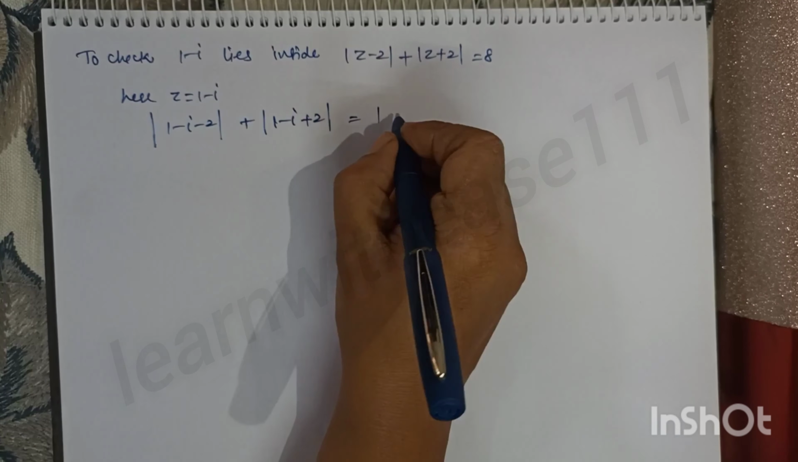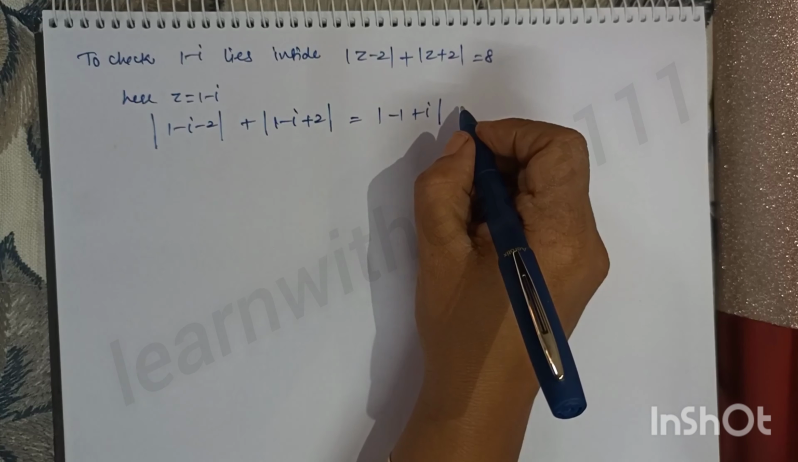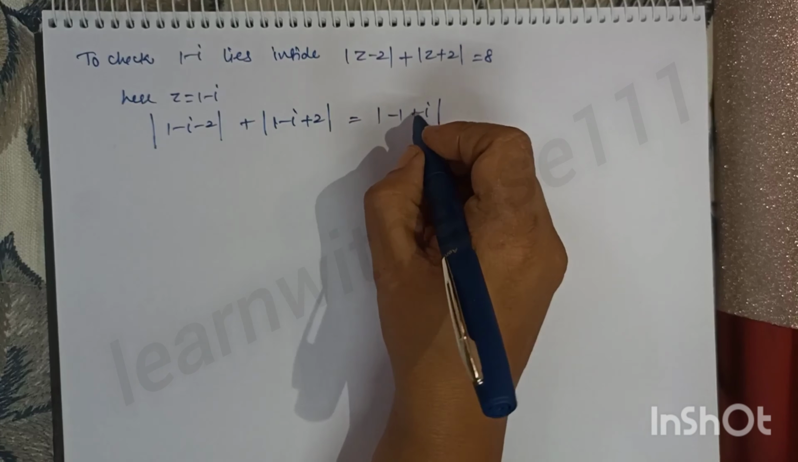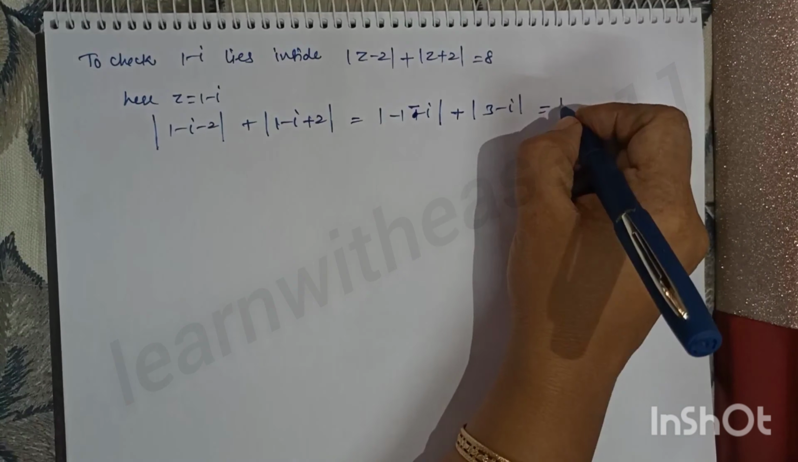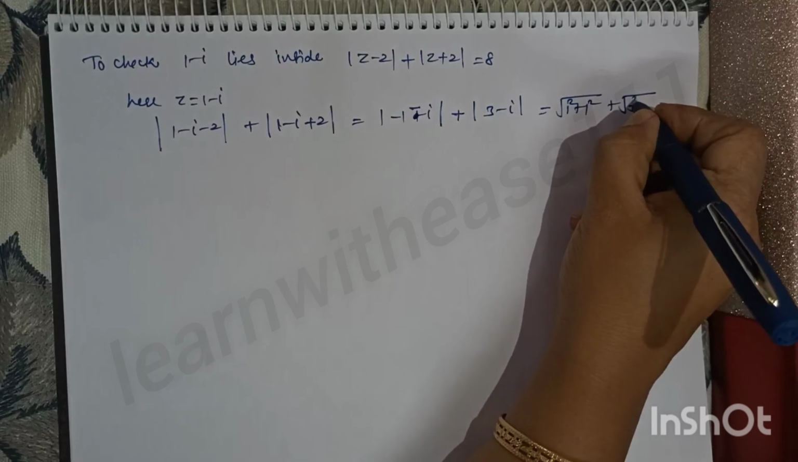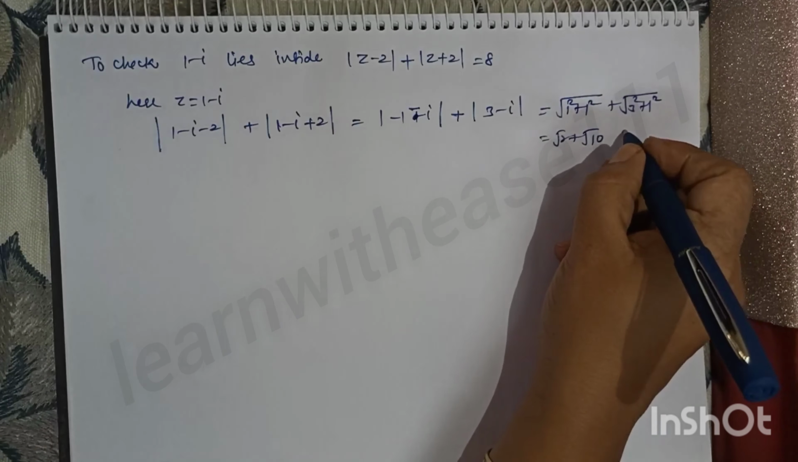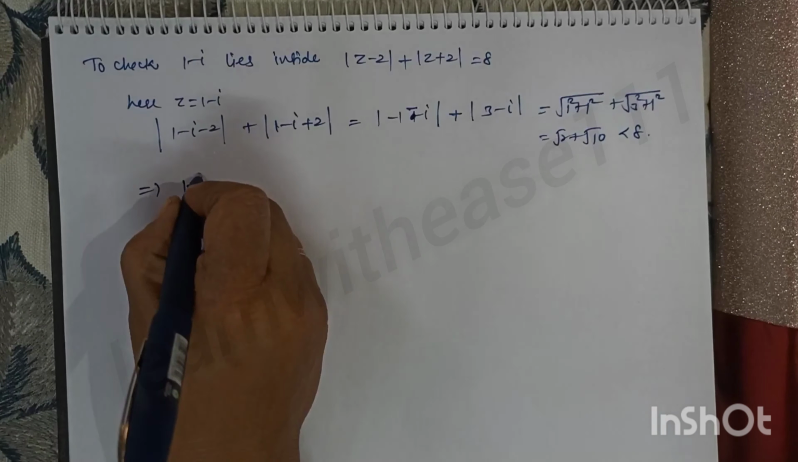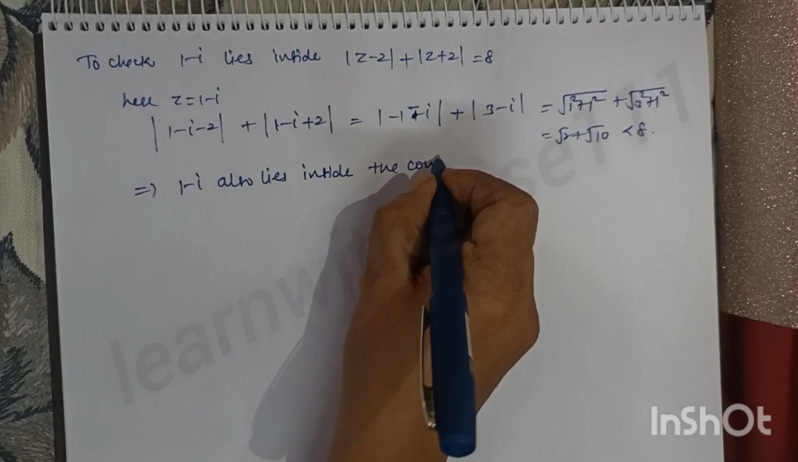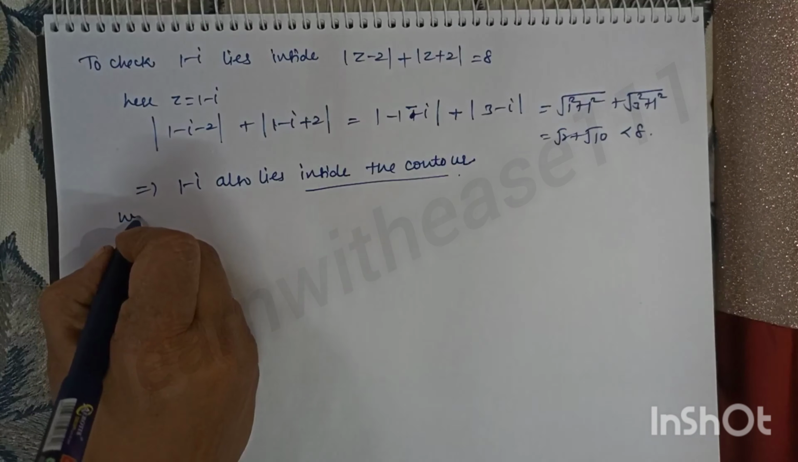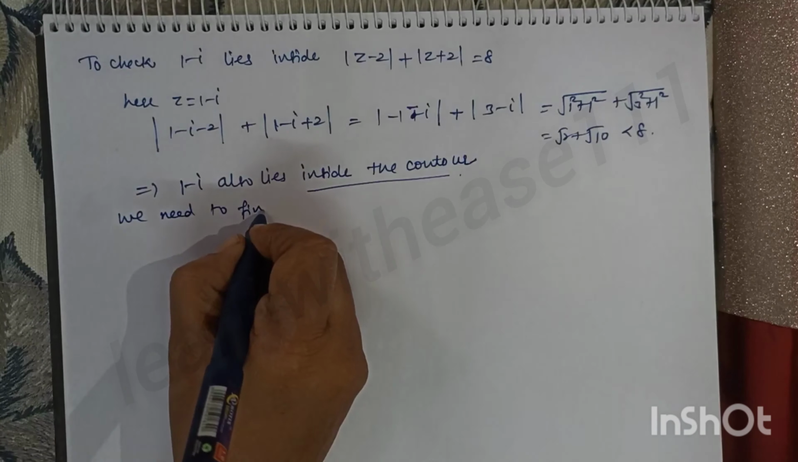Similarly, we need to check whether the other pole lies inside or outside the contour. For this, we substitute 1 - i in place of z in the left-hand side of the equation, and this value also comes out as √2 + √10, strictly less than 8. So both the points lie inside the contour. We need to find residues at both the points.